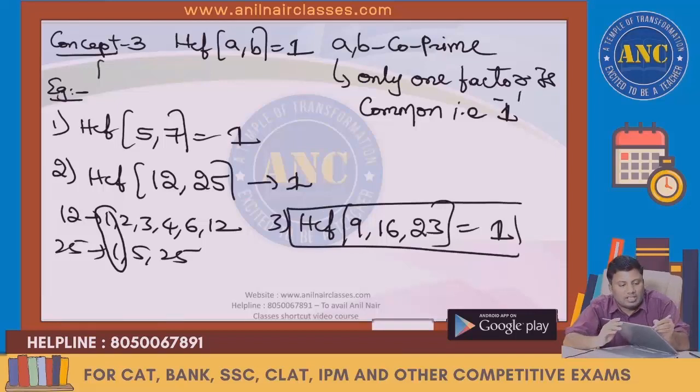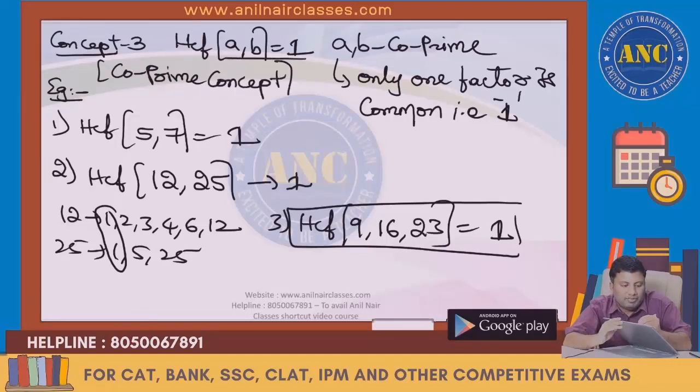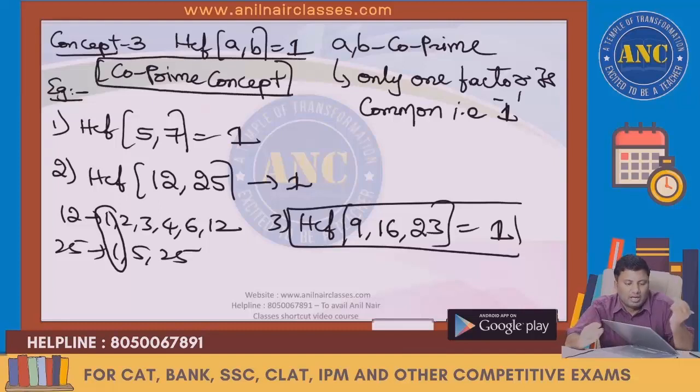What is the third concept? Co-prime concept. Two numbers are said to be co-prime if their HCF is 1. Because the HCF is 1, the two numbers are said to be co-prime. Or if the two numbers have got only one factor common, then the numbers are said to be co-primes. All are interchangeable concepts.